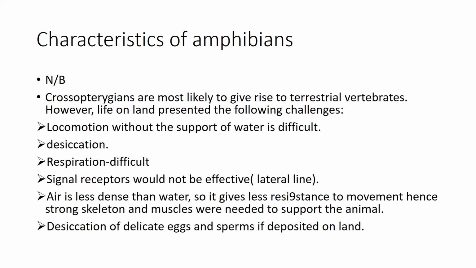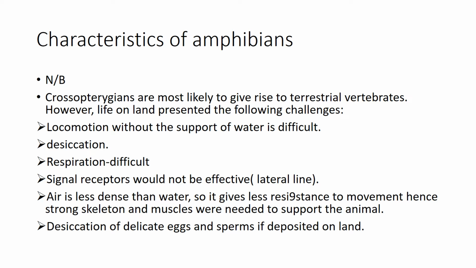The other problem was that signal receptors would not be effective on land. Remember, fishes use a lateral line to detect any signal or vibration in water. So this lateral line could not be effective on land. The other problem was that air is less dense than water, so it gives less resistance to movement. Hence, a stronger skeleton and muscles were needed to support the animal.